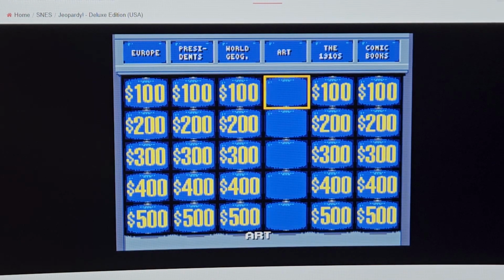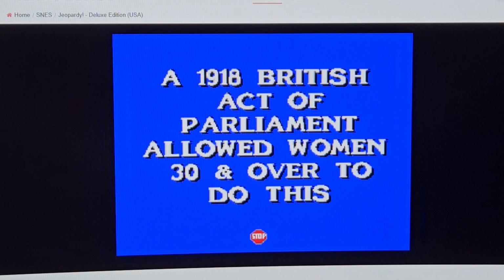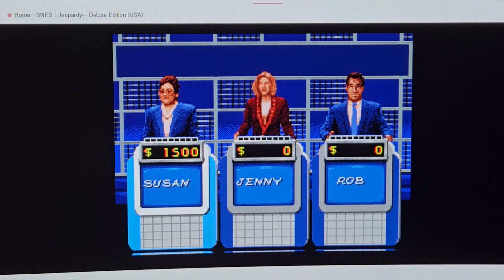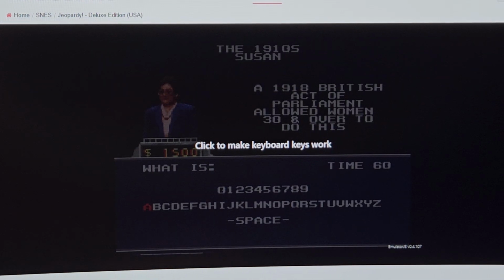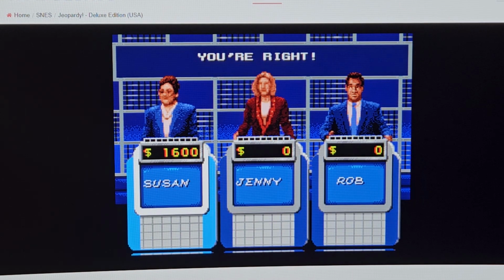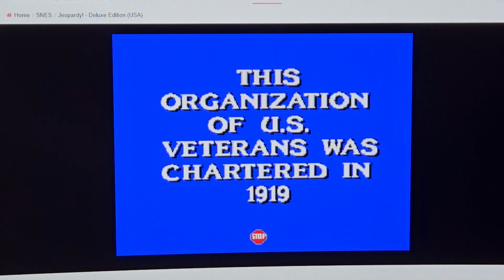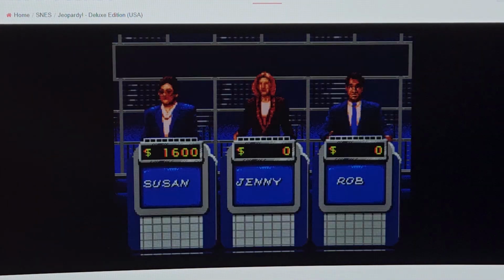I think we will now do 1910s for 100. The answer is... A 1918 British Act of Parliament allowed women 30 and over to do this. What is vote? $19.10 for 2. The answer is... This organization of U.S. veterans was chartered in 1919. What is the American Legion?